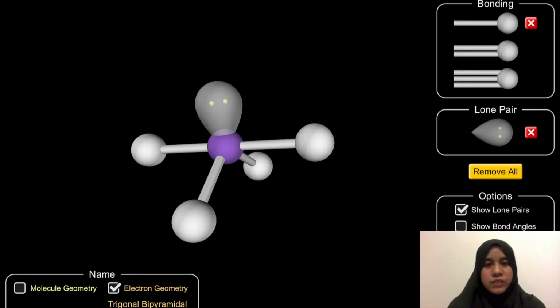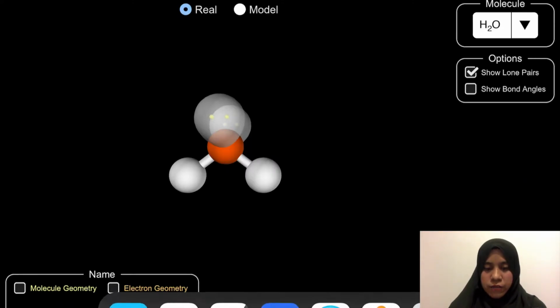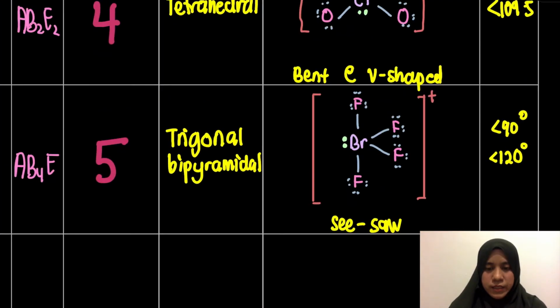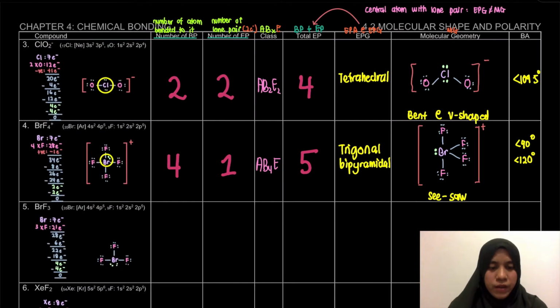Electron geometry dia is trigonal bipyramidal sebab total electron dia 5. Total electron pair is 5. Molecular geometry dia seesaw. Dia pun panggil dia seesaw. So that's for BrF₄+. Okay, so next is actually for the case of BrF₃.